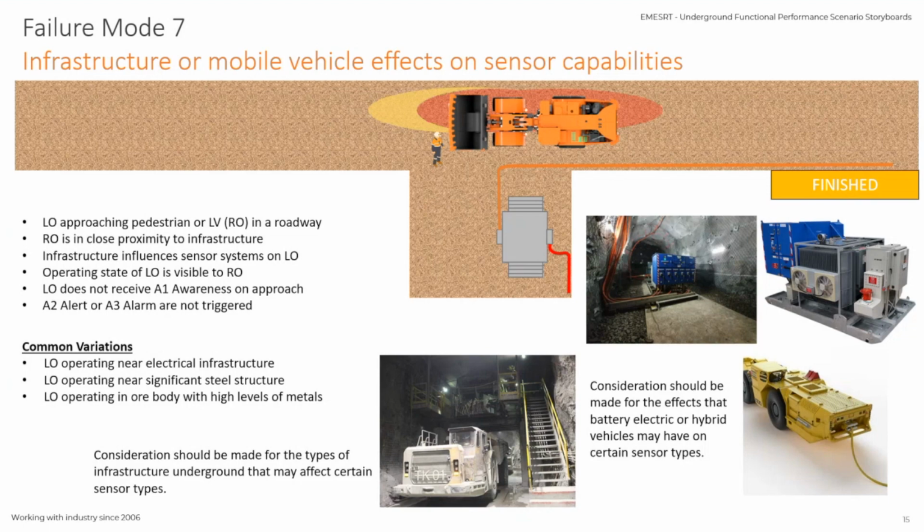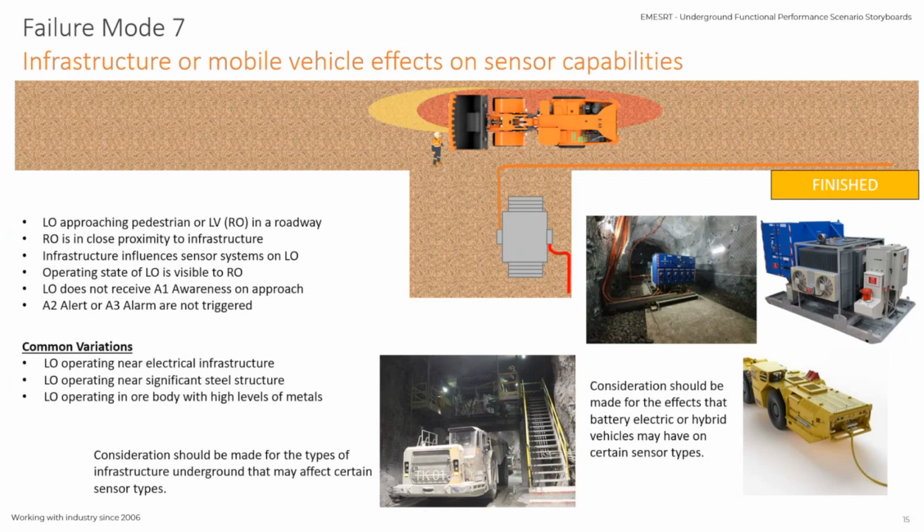So there's lots of different examples of that. I've put a lot of images in here around electrical. We're not saying electrical is the sole cause here. It can be iron. So you could have a lot of steel infrastructure underground. That picture there's a truck loading bay where they load a truck from an ore pass. So there's lots of steel infrastructure there. Are sensors susceptible to that steel? Not too sure, but we want it to be questioned and considered as part of the design process.